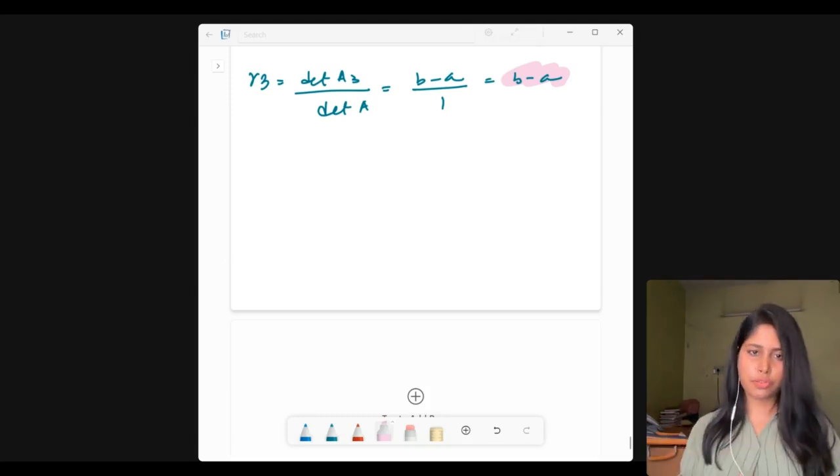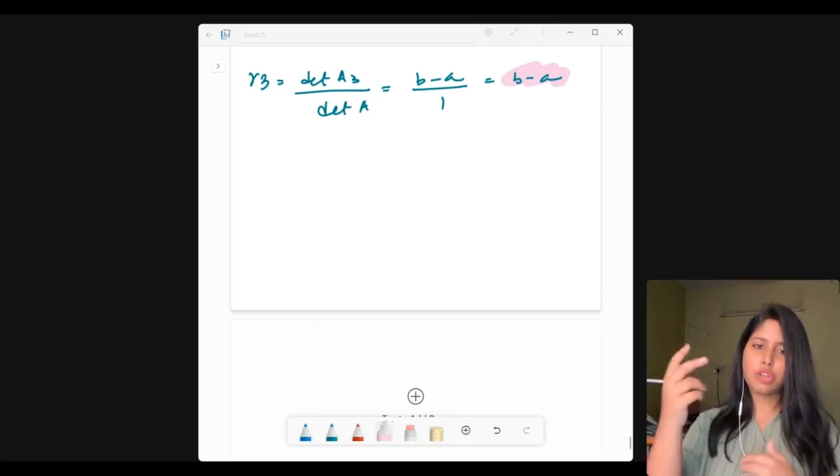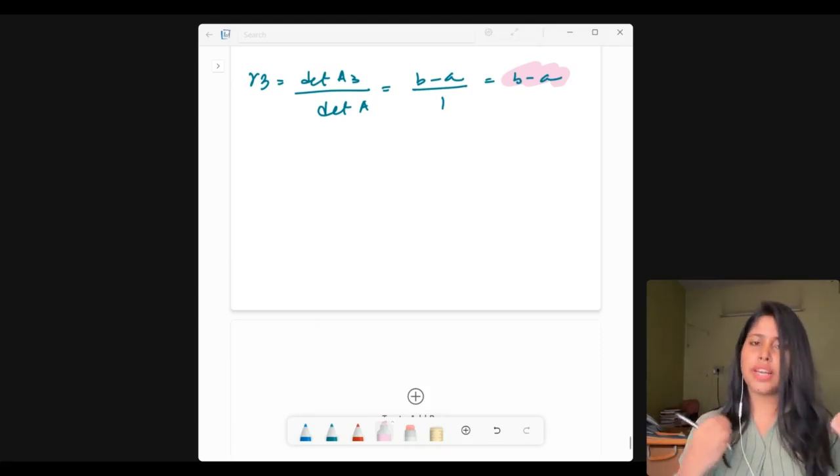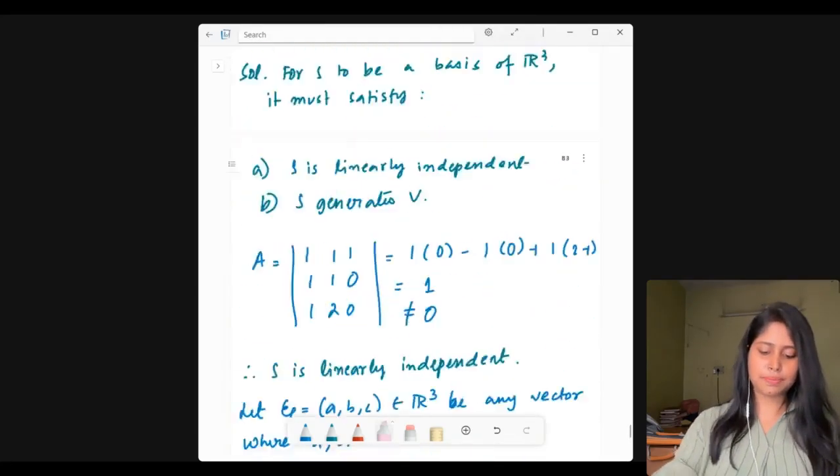which implies that R3 is a subset of L of S. Then again, you will say that S is a subset of R3, and then you can say that therefore L of S is a subset of R3. And from combining the both equations, you will get R3 is equals to L of S, and therefore you can say that S generates V, right? And from here you can say that S is the basis of R3 because it fulfills the two conditions. So that is basically all for today's class.